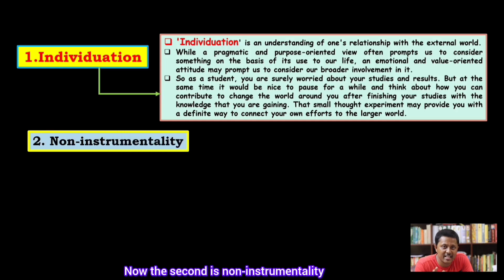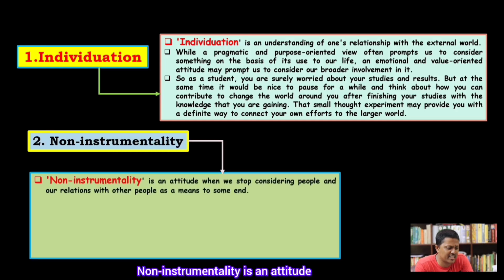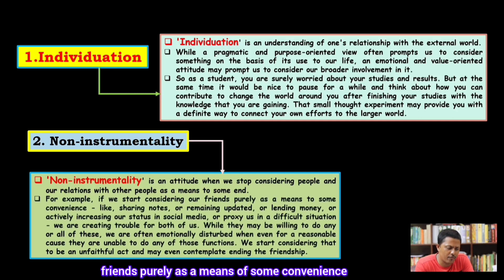Now, the second is non-instrumentality. And what is it? Non-instrumentality is an attitude opposed to considering people and our relations with other people as a means to some end. For example, if we start considering our friends purely as a means of some convenience, like sharing notes, remaining updated, lending money, actively increasing our status in social media, or proxying for us in a difficult situation, we are creating trouble for both of us.